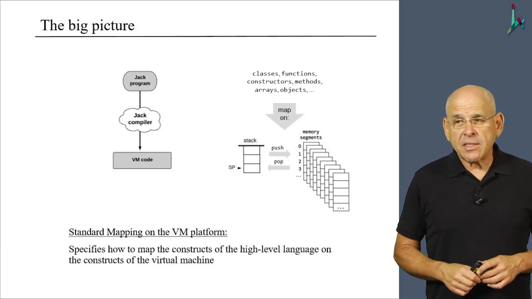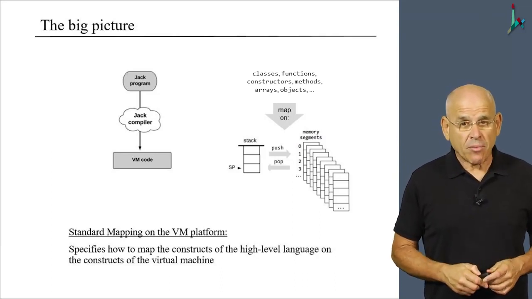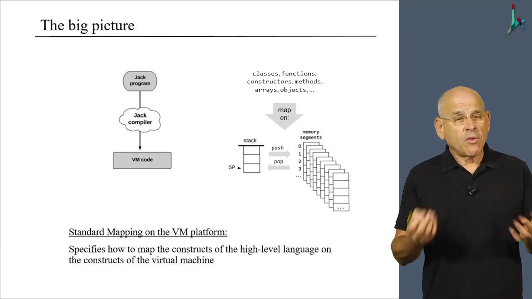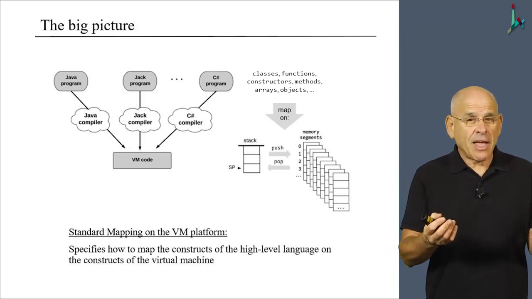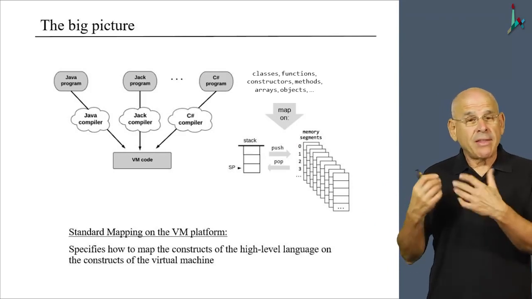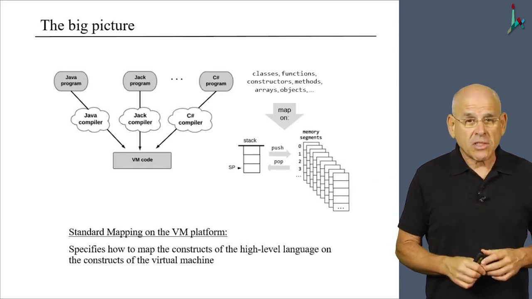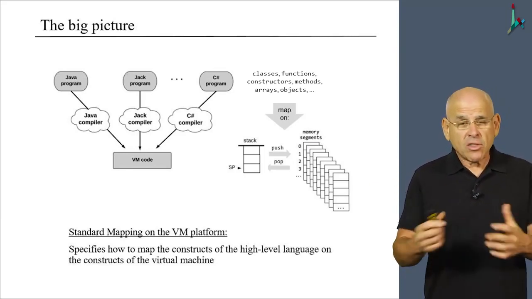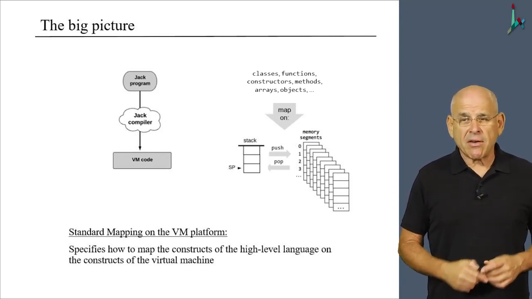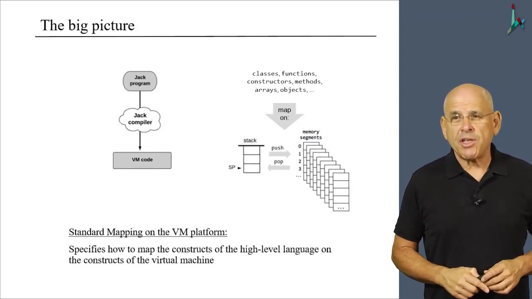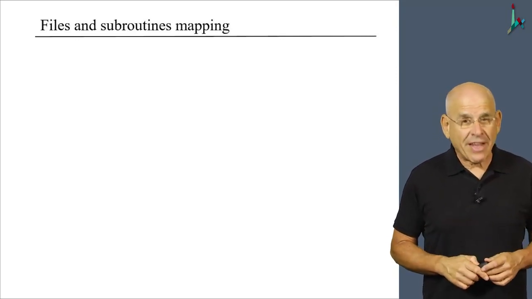We do it using this document, or set of standards, that we call the standard mapping over the VM platform. By the way, if you want to create compilers for other languages like Java, C++, and so on, then for every one of these compilers, we're going to have a different document describing the standard mapping, because every one of these languages has different constructs, although many of them are quite similar. But in this course, of course, we focus on the Jack language, so that's what we're going to discuss here: how to map Jack on the virtual machine. All right, so let us start with files and subroutine mapping conventions.